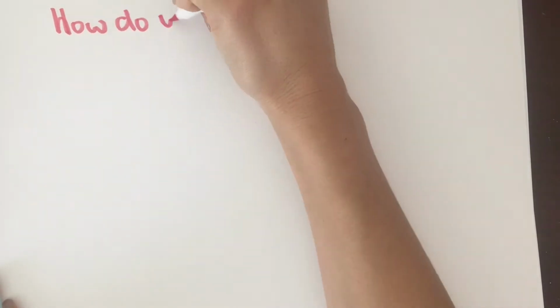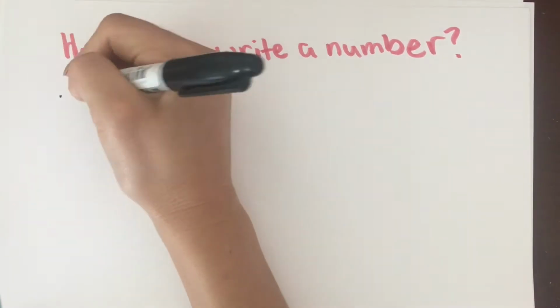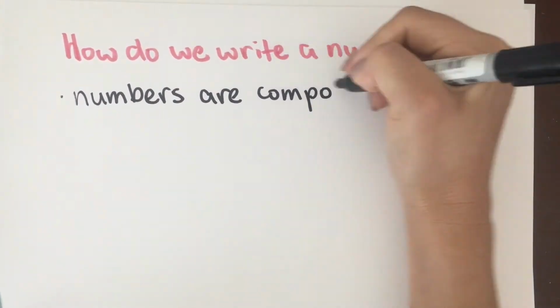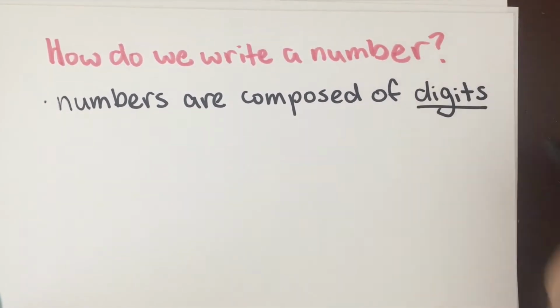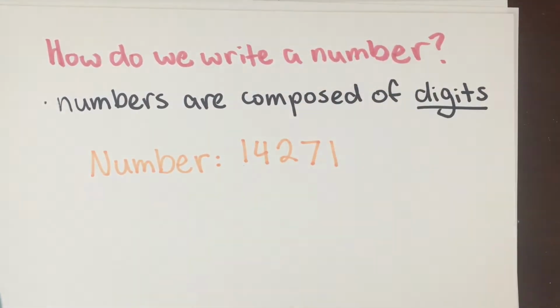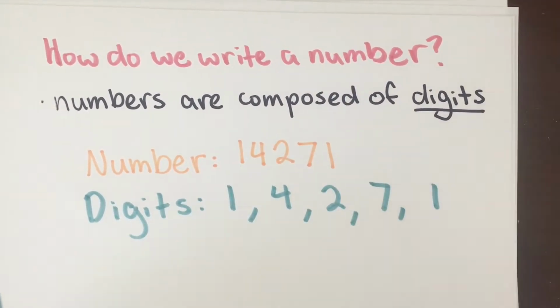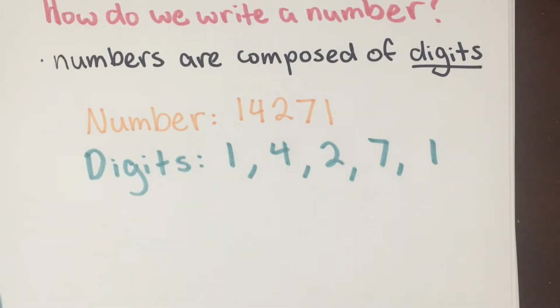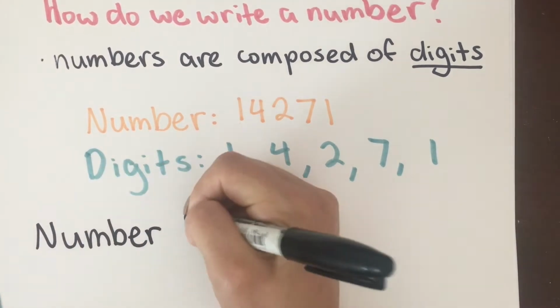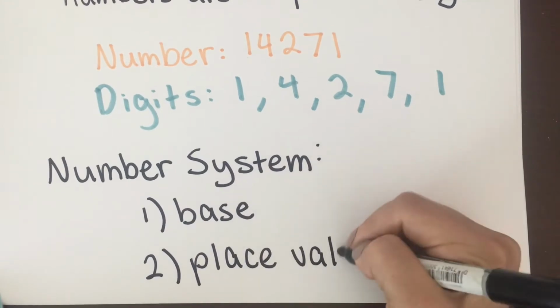Since numbers represent quantities, we need to think about how we write a number and what it means. First, let's talk about how numbers are composed of digits. So these are two separate things. For example, we can have a number, 14,271. The digits in it are 1, 4, 2, 7, 1. These are separate from the number. Our number system is going to describe what the number means by declaring a base and a place value.